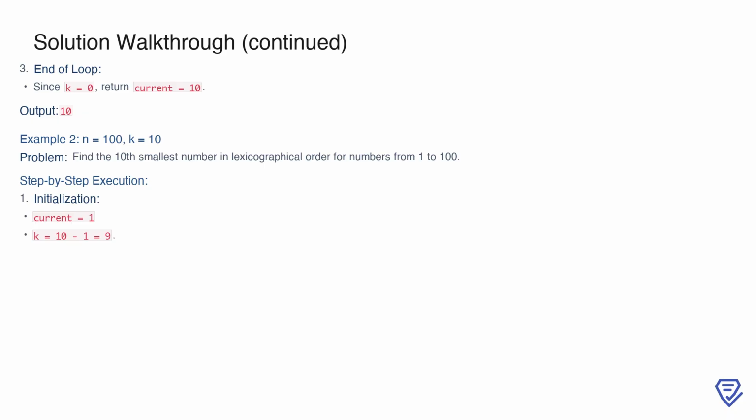Now, moving on to the next example, where the range is expanded to numbers from 1 to 100, and we need to find the 10th smallest number. We initialize current to 1, as before, and adjust k to 9 by subtracting 1. This setup allows us to begin iterating through the prefixes in search of the 10th smallest number.